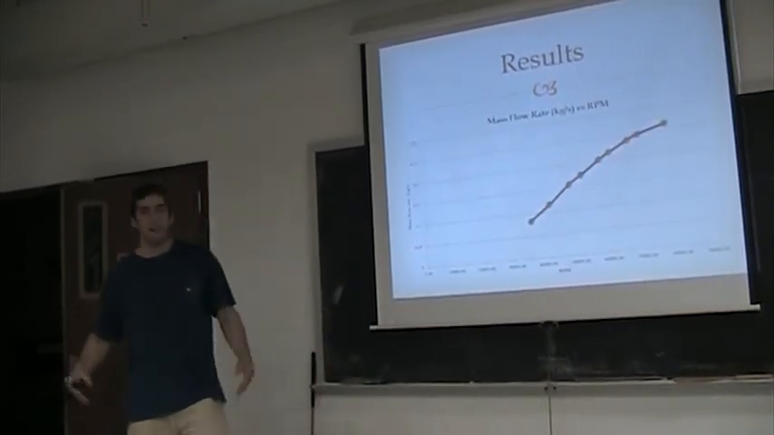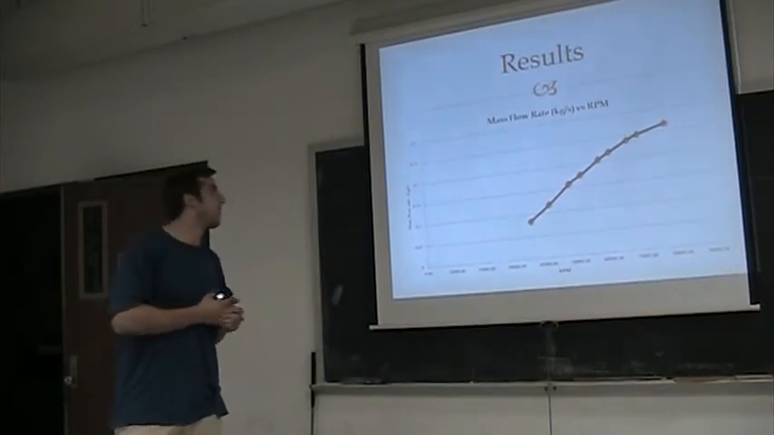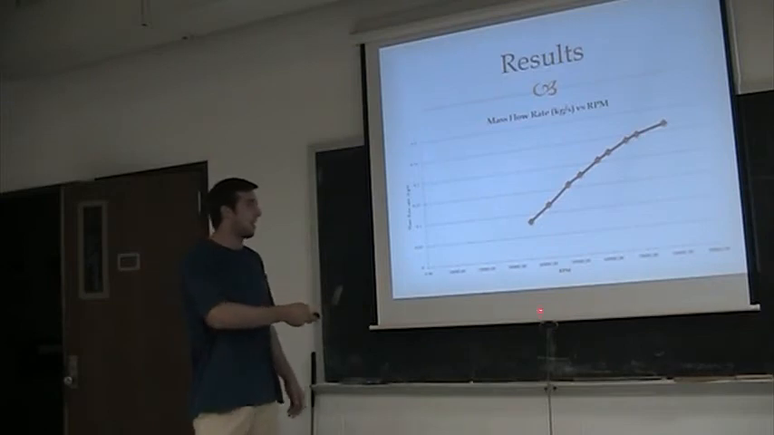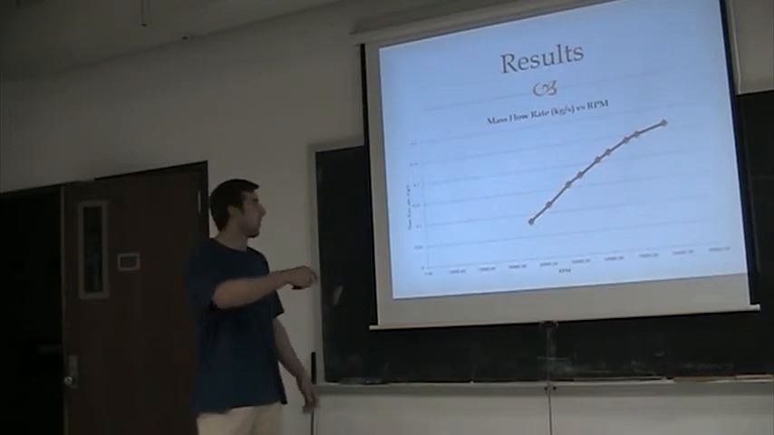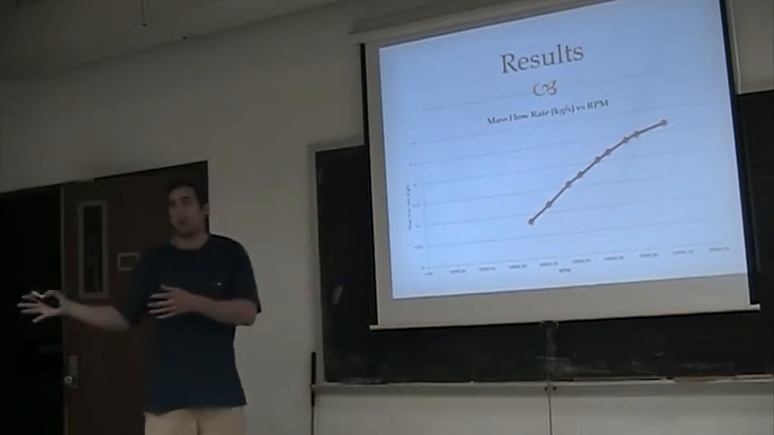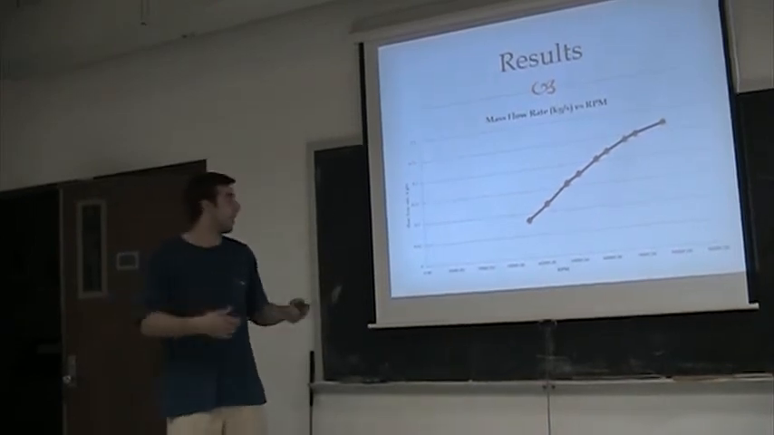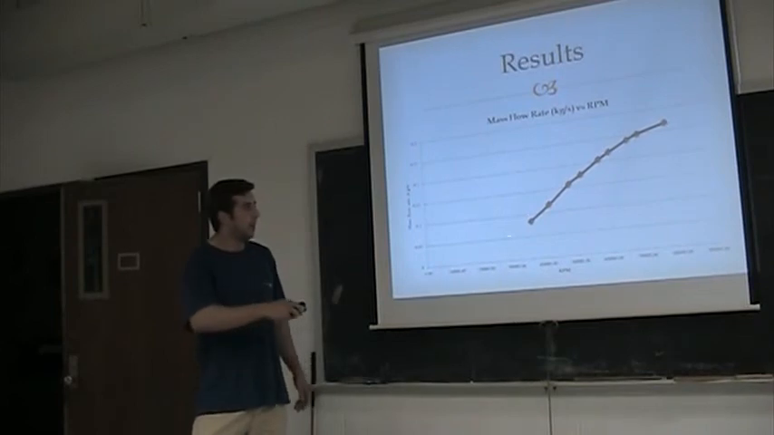Here are the results. To start things off, here's the mass flow rate. As the RPM increases, there's more air getting sucked through. That makes sense: the faster it's spinning, the more it sucks in, the higher the mass flow rate. And this is just the general trend of it.